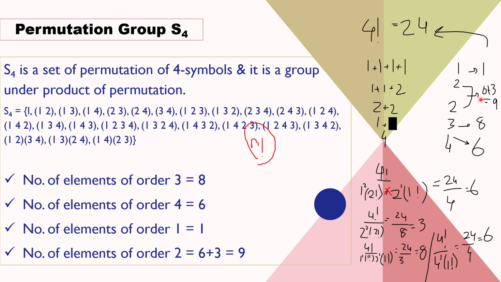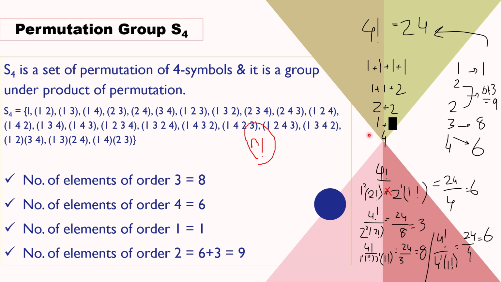What is the difference between this and this step? In this one, you're getting these elements: (1 2), (1 3), (1 4), (2 3), (2 4), (3 4). In the second one, that is 2 plus 2, you are getting the product elements: (1 2)(3 4), (1 3)(2 4), and (1 4)(2 3). And how many elements are these? 3 elements. Okay, so that's how you get this 3. So 6 plus 3 is 9. So the number of elements of order 2 is 9.